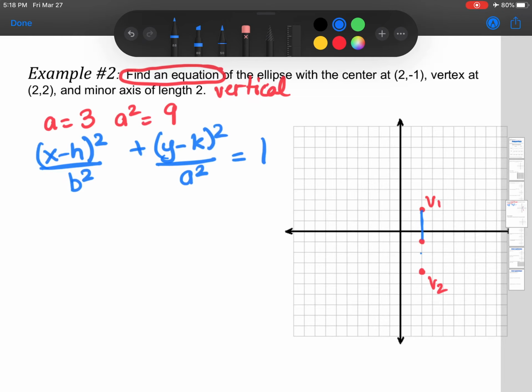And it also says minor axis. Your minor axis is what? What did we use for minor axis? It was 2b. So your 2b is equal to 2. Therefore, your b will be equal to 1. Your b square is also 1 square, which is just 1. Right? So if you were to graph it from the center, you're going to go left 1, right 1.